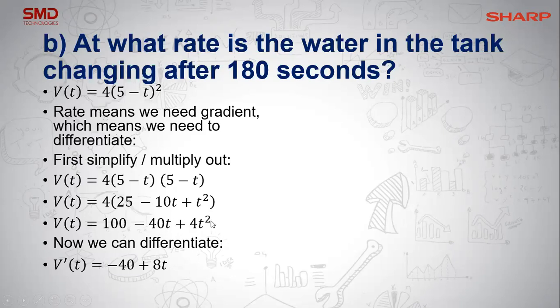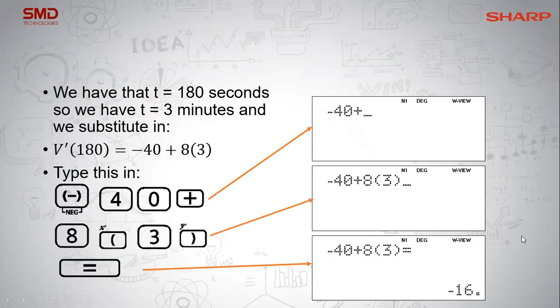So you can see if t is 0, it will give us 100 as well. And then if we differentiate, 100 becomes 0, and then -40t becomes -40, and +4t² becomes 8t. And so now we need to change the 180. Oh, you see, I didn't fix that. 180 seconds is 3 minutes, and we substitute the 3 minutes in.